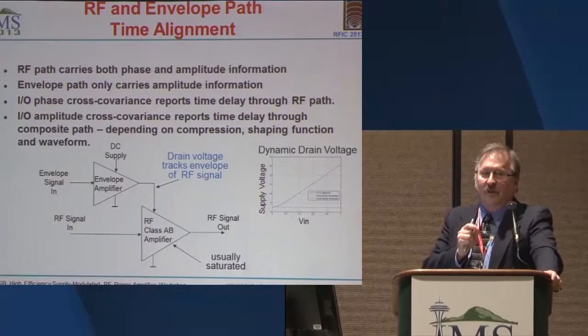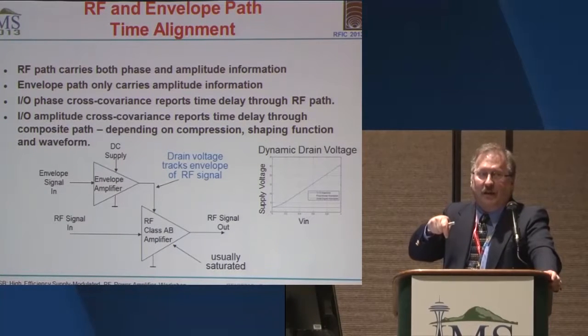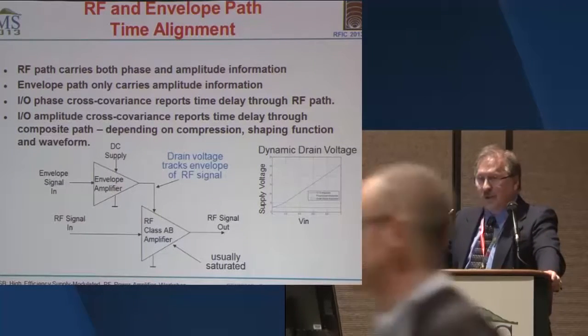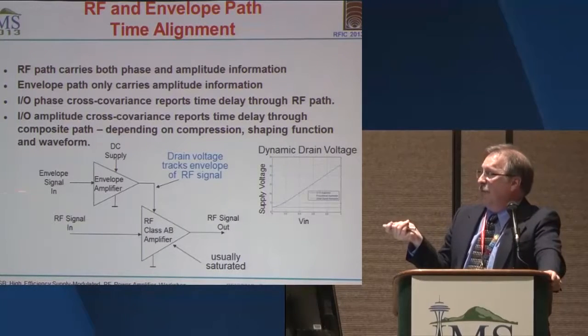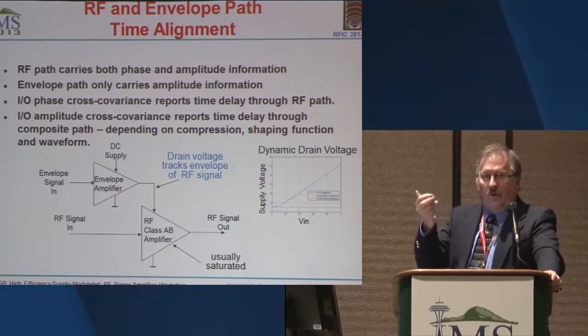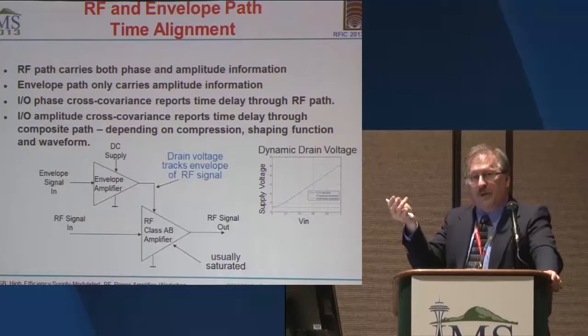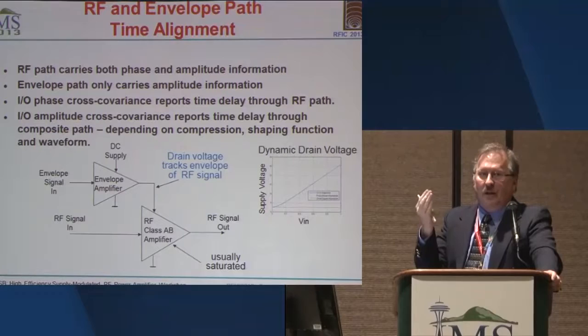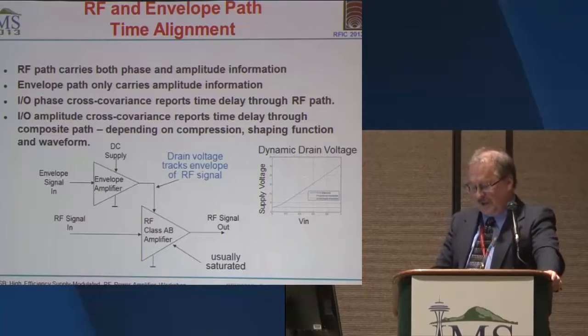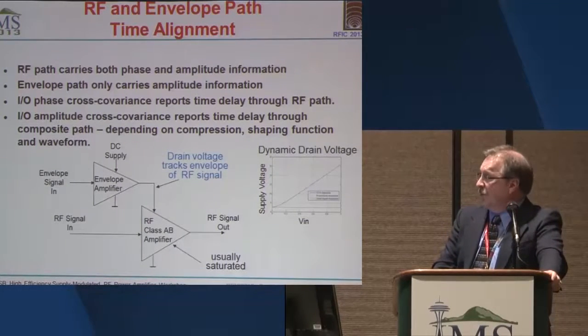That's the time difference between the envelope path getting to the active device and the RF signal getting to the active device. And I can use that delta T to then adjust the waveform on the envelope path over here, either move it forward in time or back in time a little bit to fine-tune that alignment and get all of these hitting simultaneously at the junction.